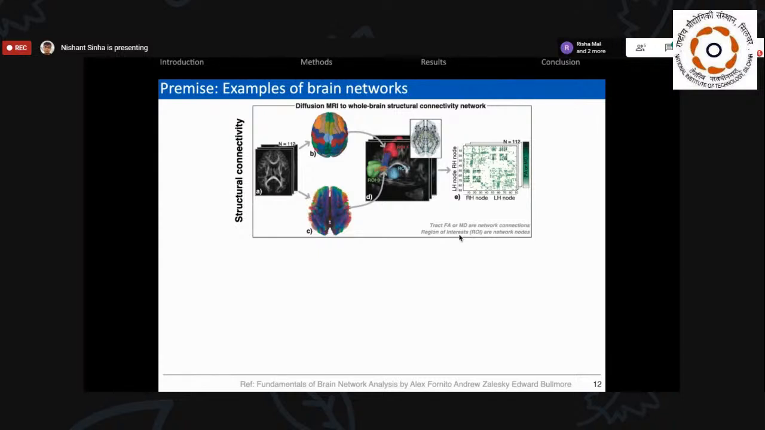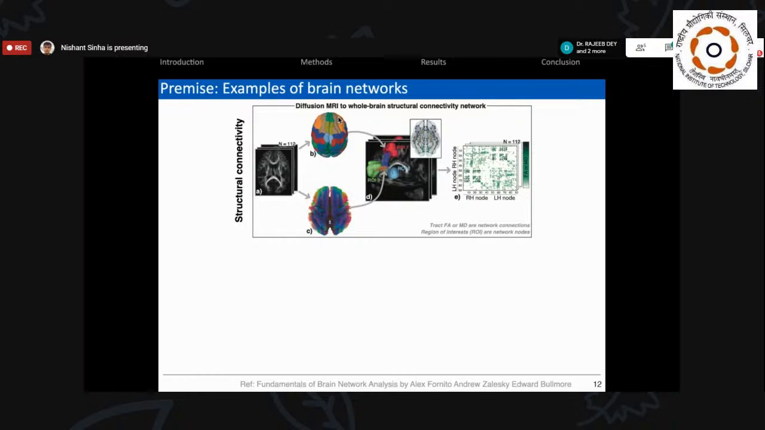So there are two types of brain networks. I just wanted to give a quick overview of that so that we know the terminologies and we are on the same page. One type of brain network is called structural connectivity. Structural connectivity means how the brain is anatomically wired. These are typically obtained using a combination of diffusion MRI and T1-weighted MRI, which is structural MRI. The diffusion MRI tells us the diffusion of the water molecules in the brain. From that, we can perform tractography using different tractography algorithms, and we can obtain these tracts.